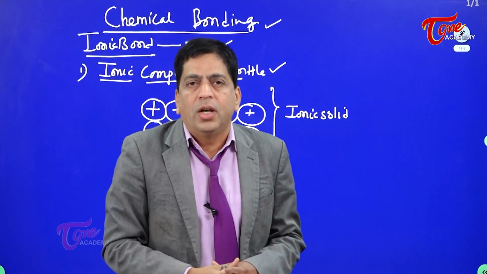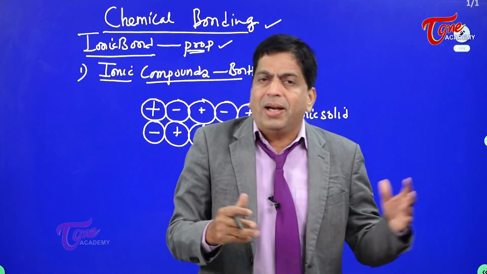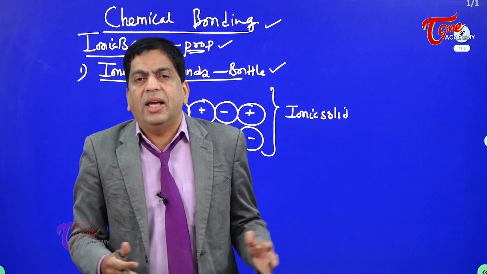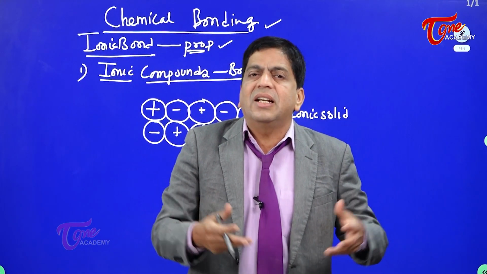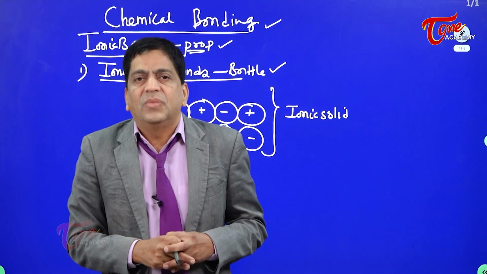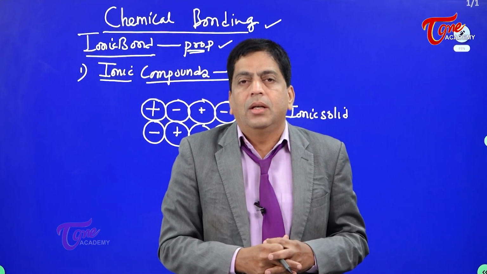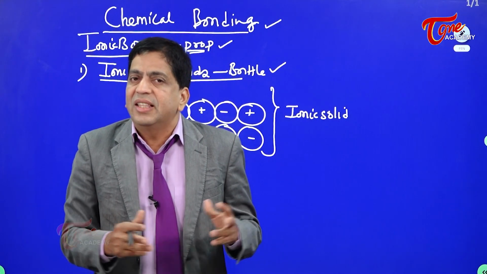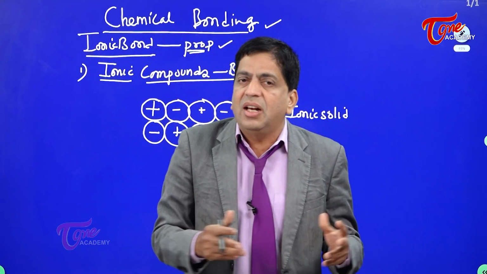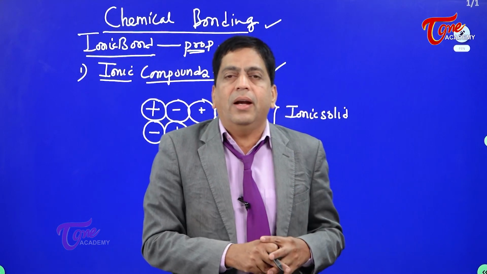Now, what is the question? The question is, in spite of having strong electrostatic forces between these two ions, the ionic compounds are still brittle and not hard. They break down easily. In spite of having the strongest forces, that is ionic forces, they are still brittle. You need to answer that, right?